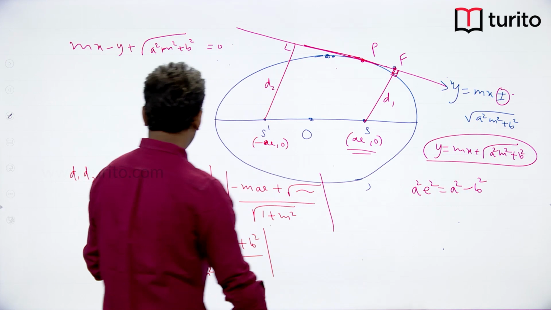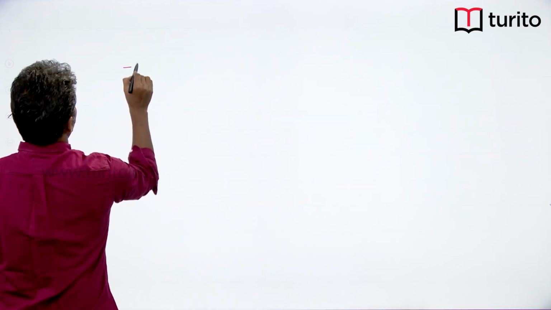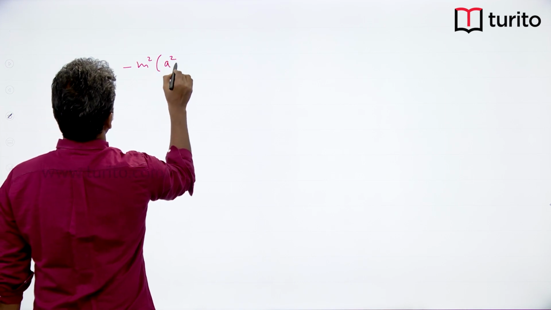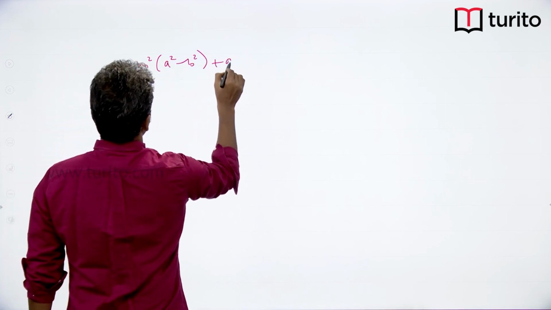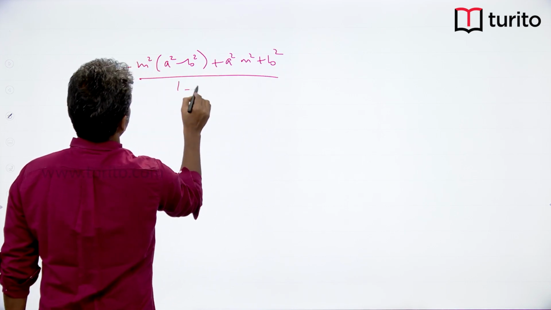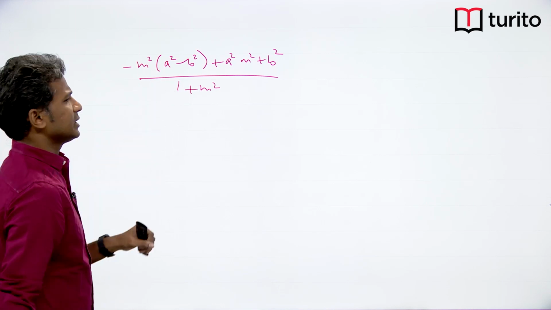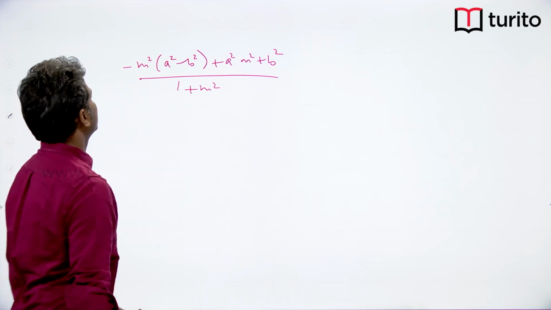Okay. So, if I simplify this, what do I get? So, minus m square into a square minus b square plus a square m square plus b square divided by 1 plus m square. This is the term inside the modulus. So, let me just simplify this and put the value directly there.